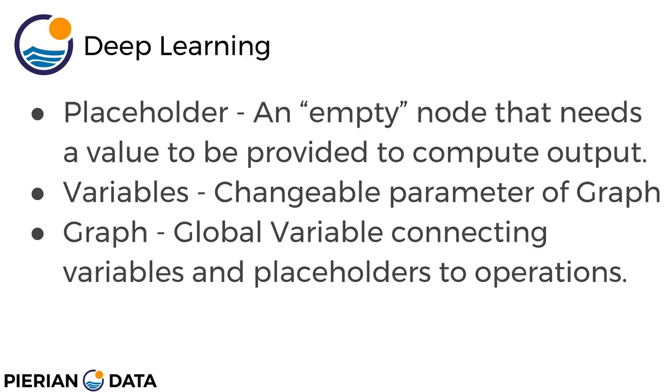Variables are basically already going to be filled in with changeable parameters of the graph. So you can think of that as something like the weights of the actual neural network. Then finally, we have the graph itself, and the graph, the way we're constructing it here, is going to be a global variable connecting variables and placeholders to specific operations. Let's go ahead and jump to the notebook and code this all out.